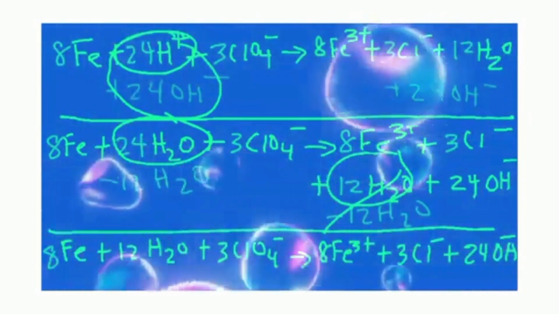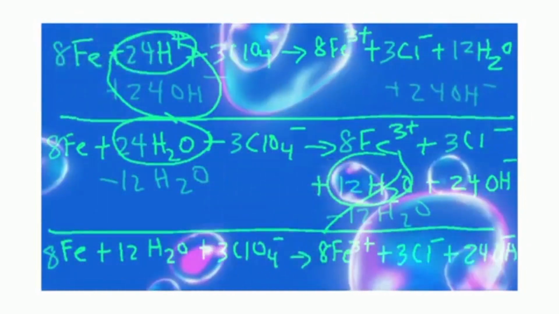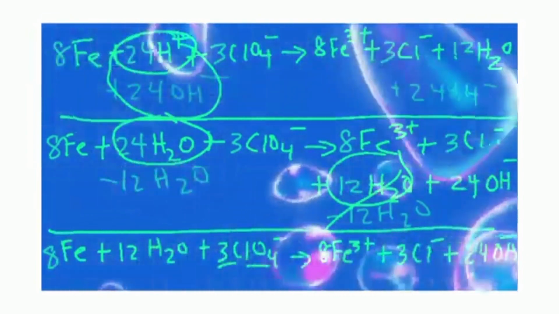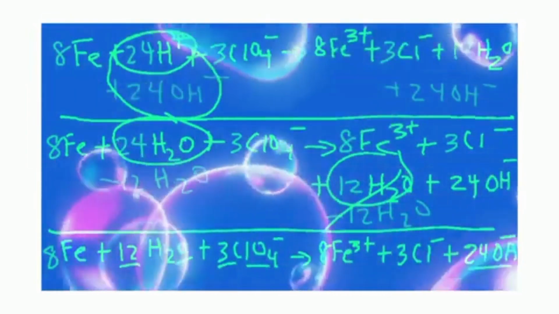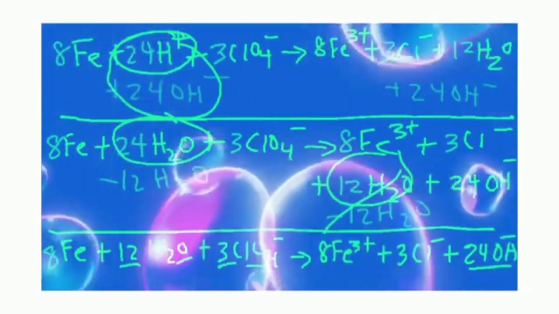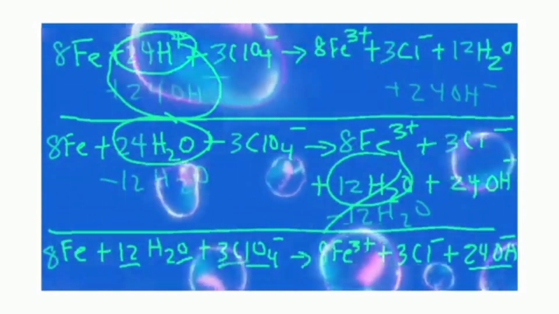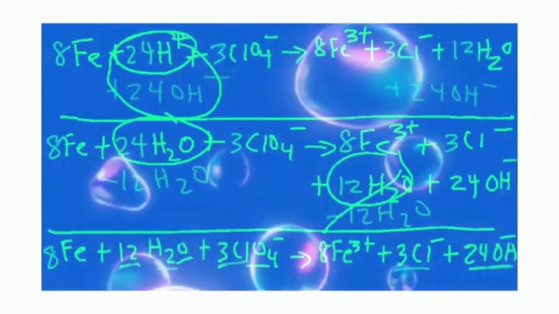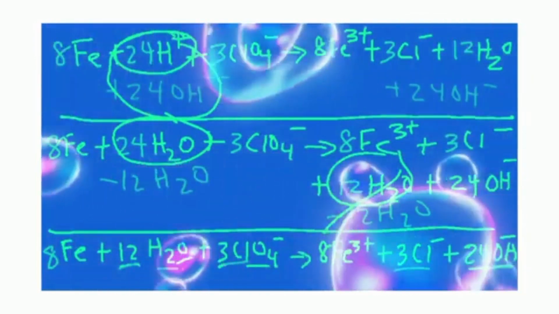So we can see that we have 8 iron atoms on both sides. Here we have 3 times 4, 12 oxygen atoms, plus 12 here, and we have 24 oxygen atoms in the 24 hydroxide ions. And we have 3 chlorine atoms on both sides, and 12 times 2 is 24 hydrogen atoms. So the number of atoms are the same.